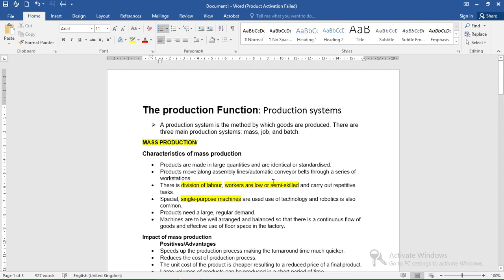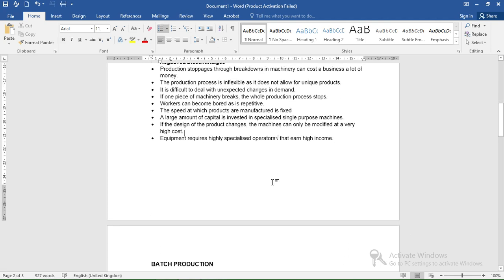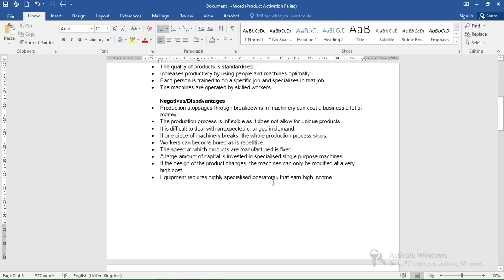But the main disadvantage here, actually, is that production stoppages through breakdowns in machines can cost a business. If there's a breakdown in a machine, it means the whole production has to stop. Why? Because everything goes through the same line. So if one thing on that line breaks down, the whole thing stops, and that could cost a lot of money for the business.